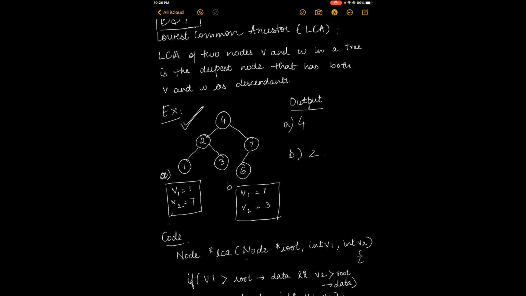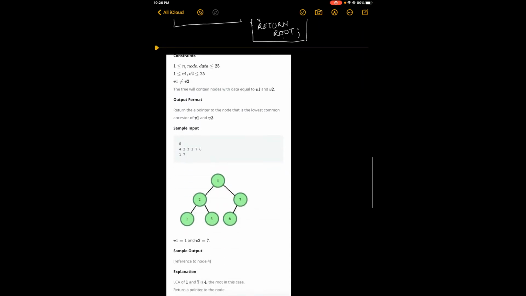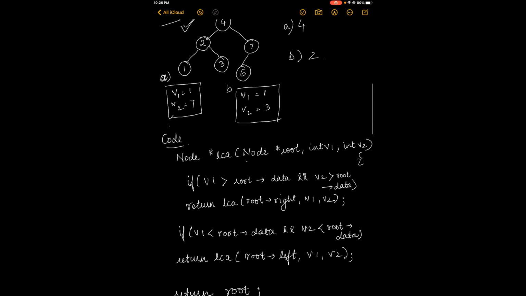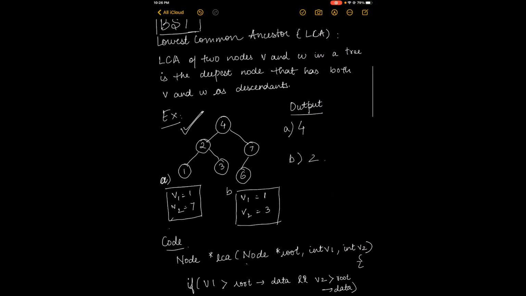I have two bits here, A and B. The A bit is what is given in the sample input, and the B bit is the one we'll be discussing for more clarity. So looking at the A bit, V1 is equal to 1 and V2 is equal to 7. So these are the two nodes which are given, and we have to find the lowest common ancestor.